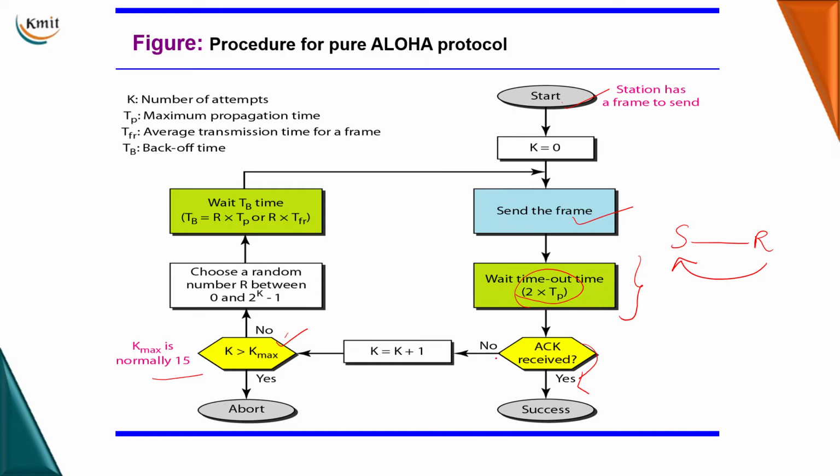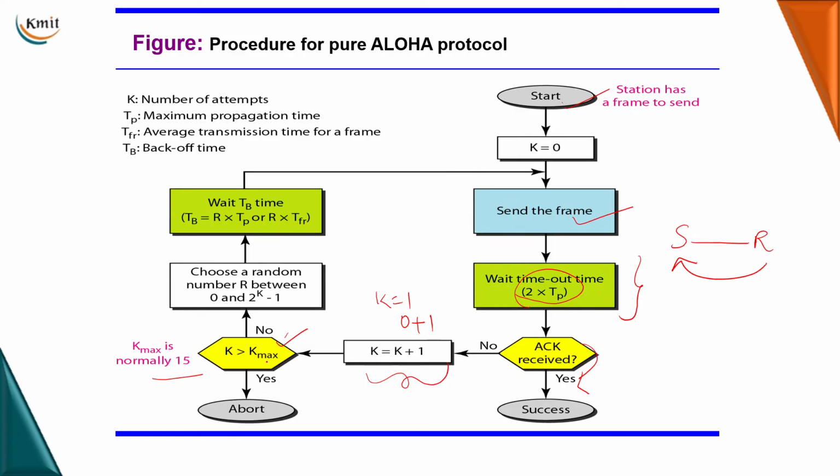I will not go for an automatic repeat request. I will not go for a retransmission. I will go for incrementing the K value by 1. My second attempt, it becomes K equals 0 plus 1, that is K now becomes 1. I will check the number of attempts. Is it less than 15? If it is greater than 15, I have to abort my transmission.